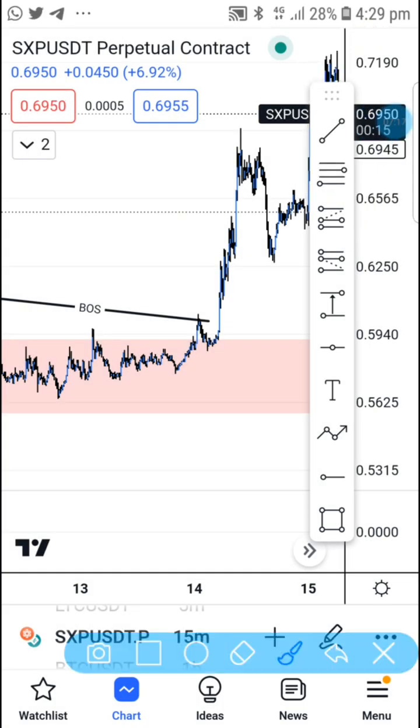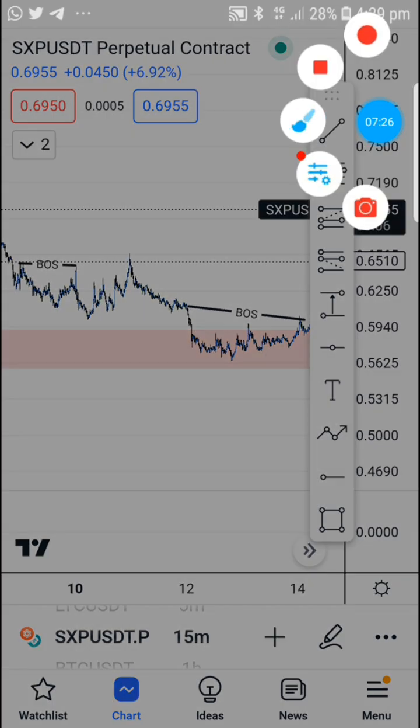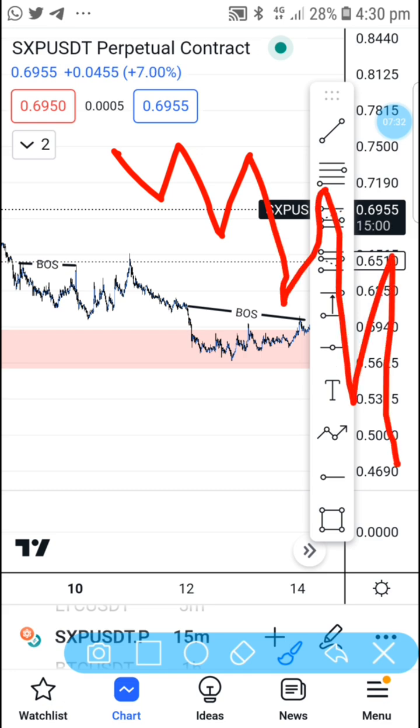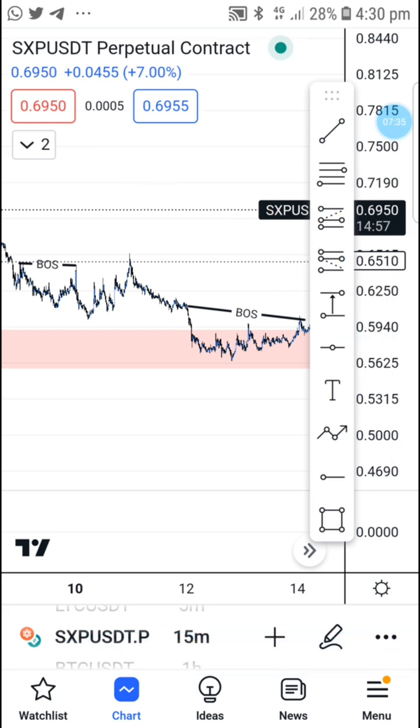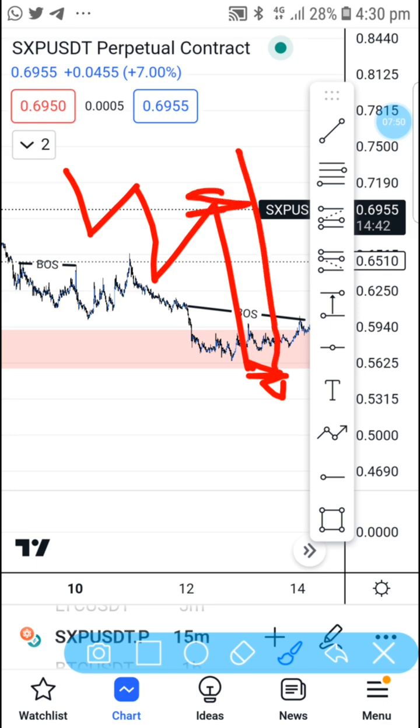Change of character is when, don't forget what I told you, in a downtrend, the market keeps coming down like this. Let me draw that sketch again. So at the moment the coin creates another candle that is above the previous higher low, and it now turns into a higher high, that's when you have your change of character.